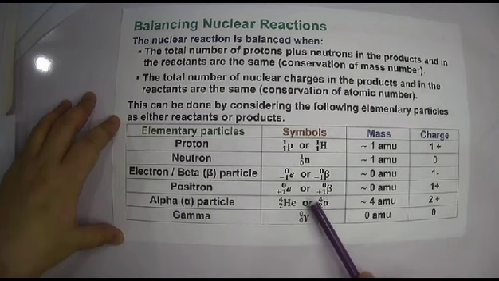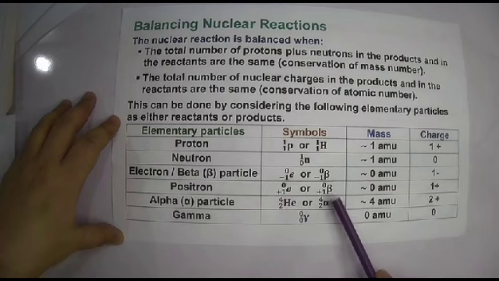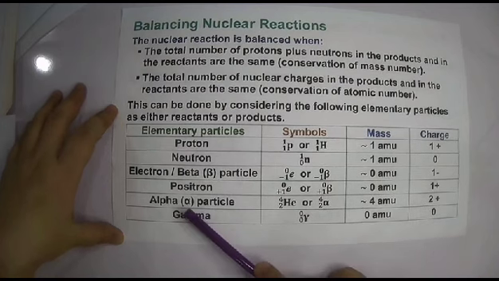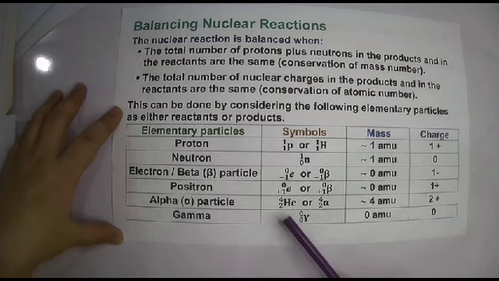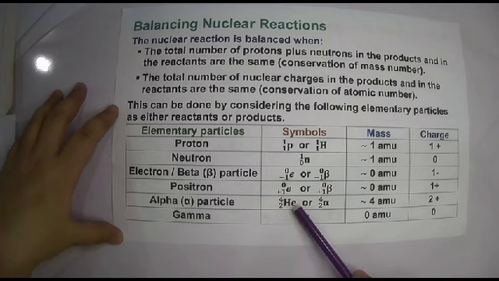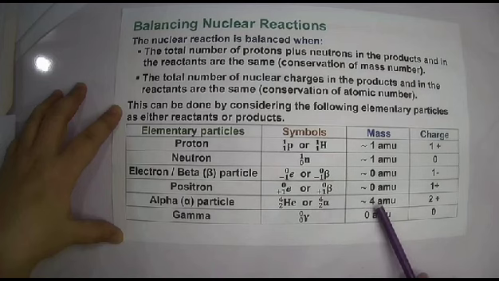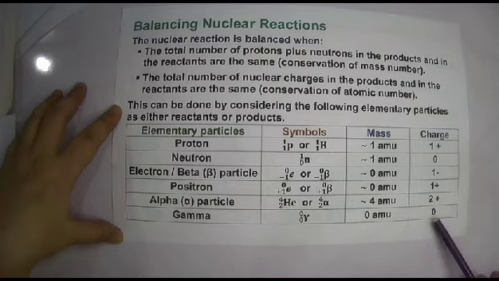Or a positron, which is symbolized as a positive electron or a positive beta, with a mass of 0 and a charge of positive 1. Or an alpha particle, which can be represented by a helium atom with a charge of positive 2 and a mass of 4. Or the alpha symbol with a charge of positive 2 and a mass of 4 atomic mass units. Or a gamma, which has a charge of 0 and a mass of 0.